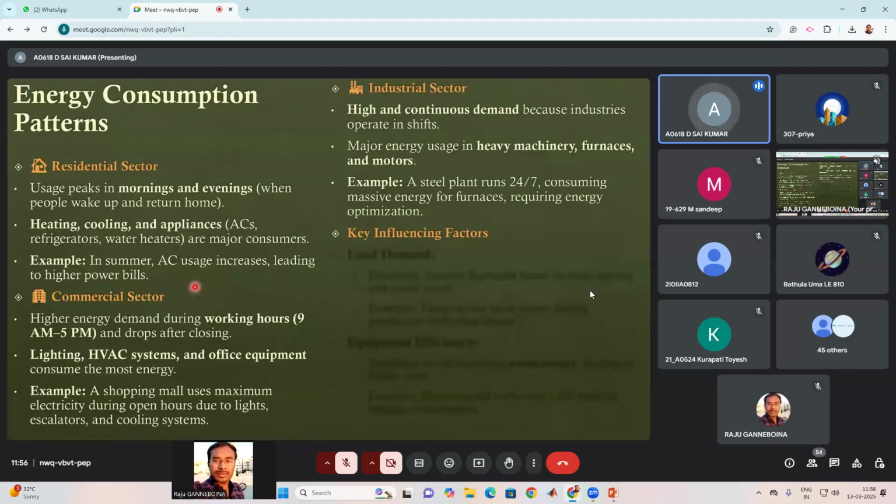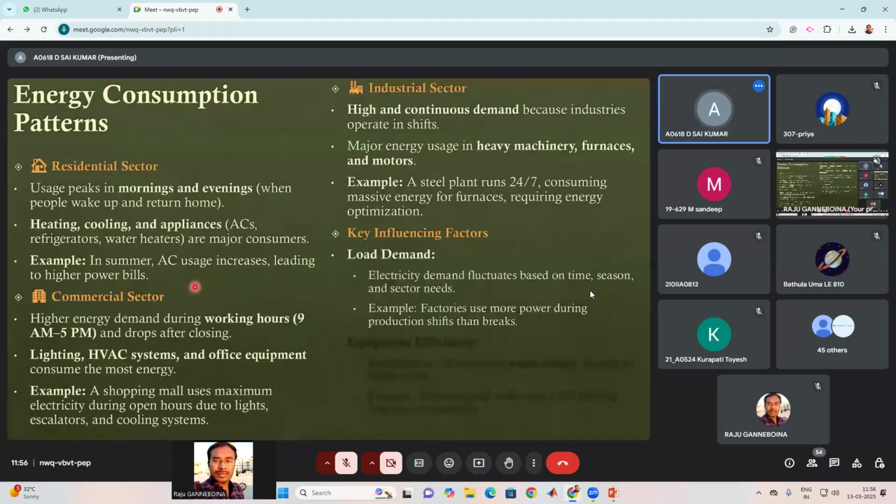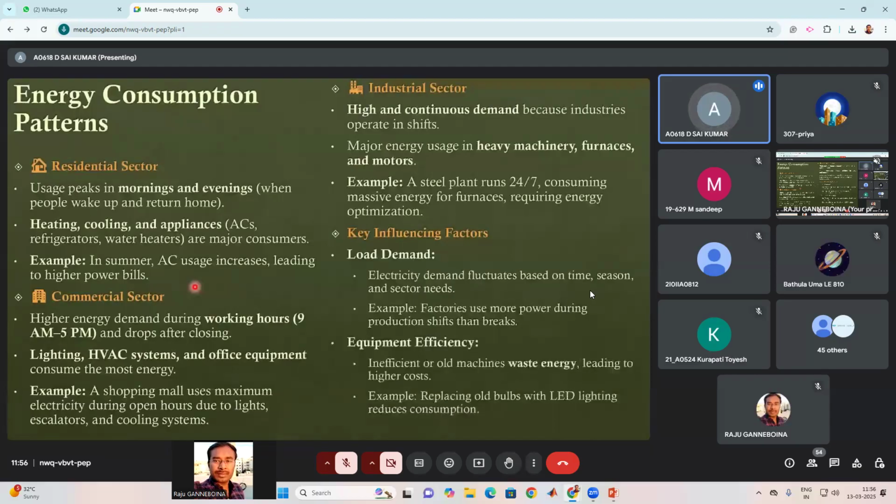Key influencing factors are load demand: electricity demand fluctuates based on time, season, and sector needs. For example, factories use more power during production shifts than during breaks. And equipment efficiency: inefficient or old machines waste energy, leading to higher cost. An example is that replacing old bulbs with LED lights reduces consumption.